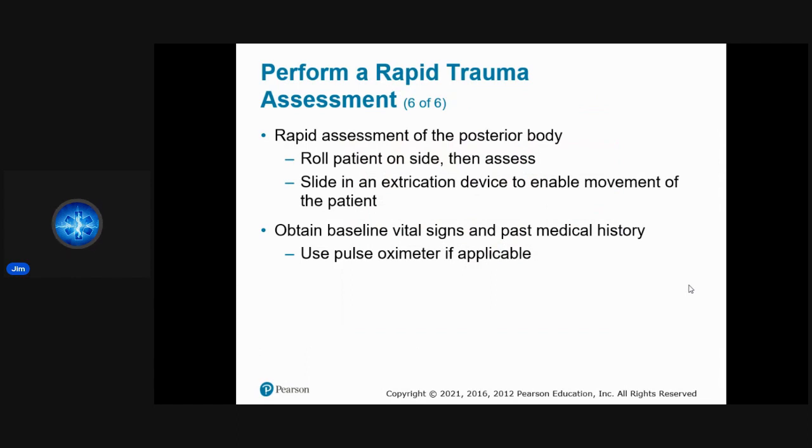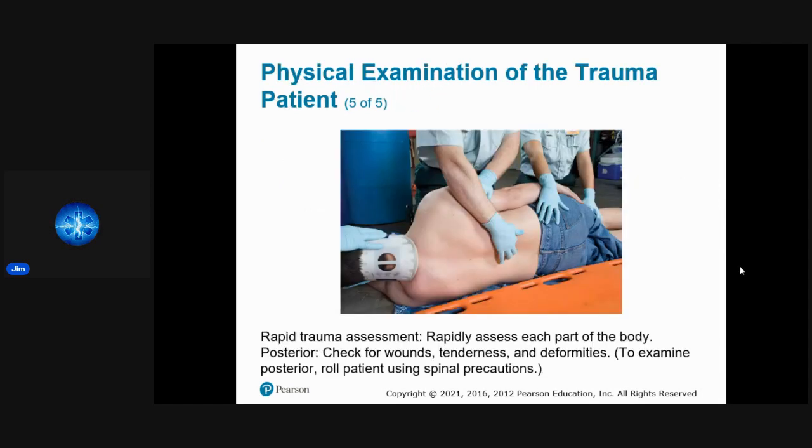For the posterior of the body, we're going to roll the patient on the side, then we're going to assess. Slide in an extrication device to ensure minimal movement of the patient. So this will be where we put them on a long spine board. Again, more detail later on when we're talking about spinal injuries. Obtaining baseline vital signs and past medical history. They say use your pulse oximeter if applicable. I'm going to tell you on every patient you're going to. Here's them checking the back before they log roll onto a long spine board.